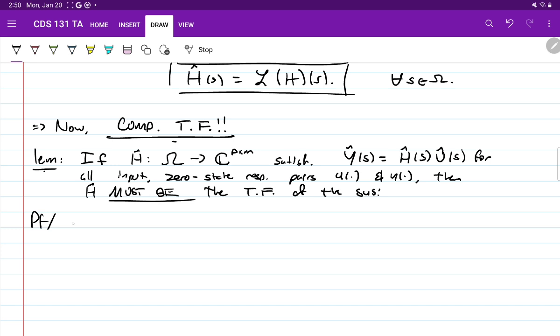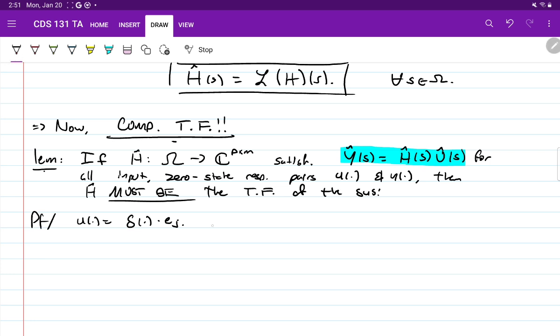The proof of this is fairly simple. You could just take your input u equal to a delta function, multiplied by e^(jω). You could plug it into your system, and based off of this property, my resulting map h hat actually needs to be the impulse response map.